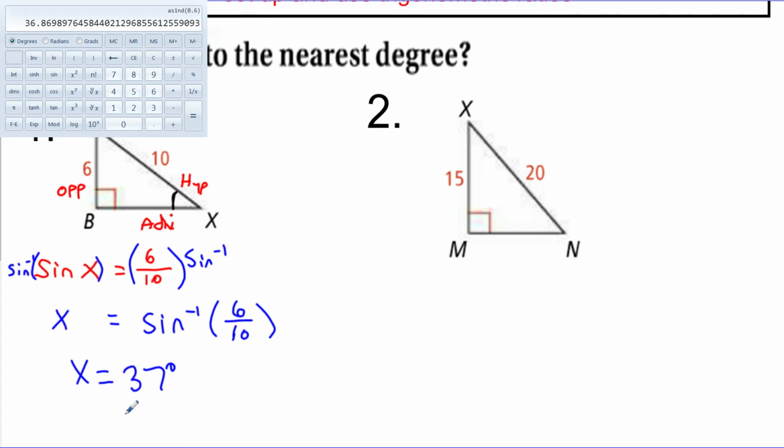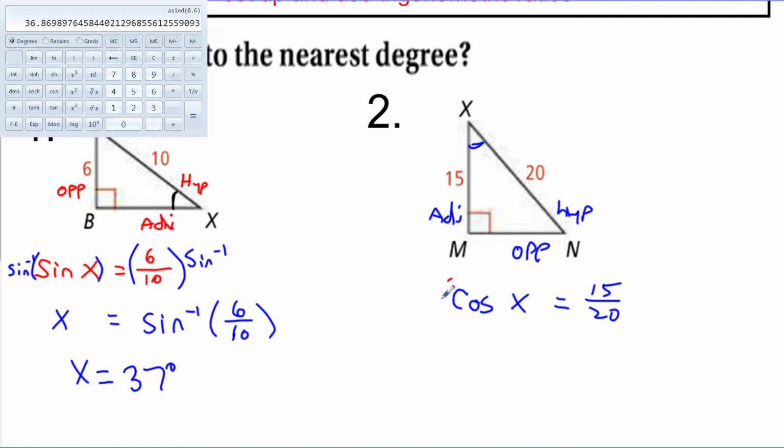So let's do one more example, right? Here's my reference angle x. If I label my sides, I have opposite, adjacent, and hypotenuse. It looks like in this case 15 and 20 are adjacent and hypotenuse, so that is cosine. So I'm going to say the cosine of x, my unknown reference angle, is equal to adjacent over hypotenuse, which is 15 over 20.